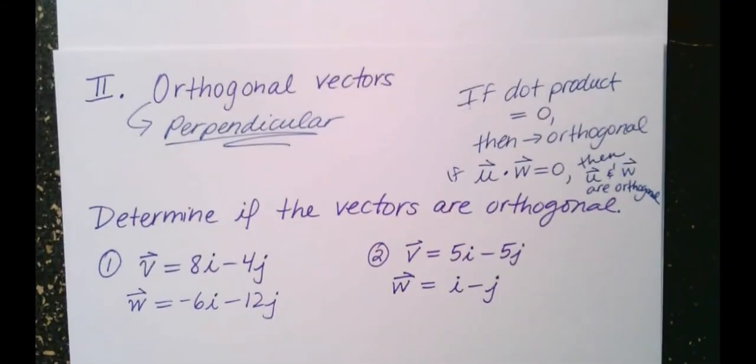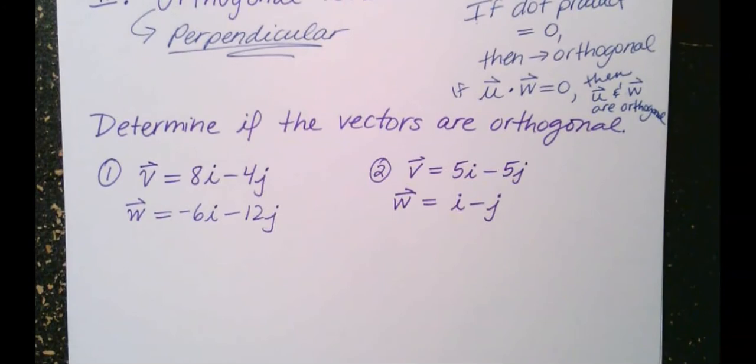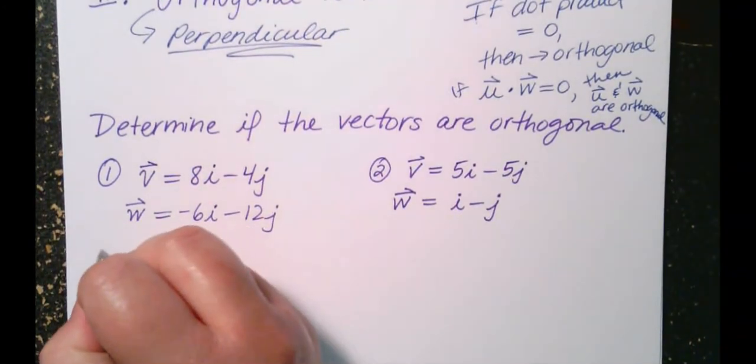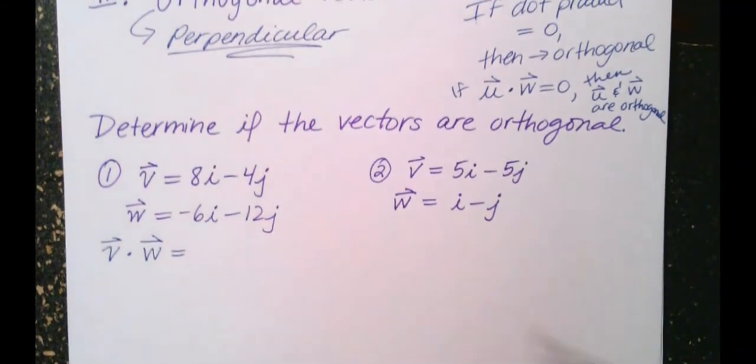Basically, if we're asked to find out whether vectors are orthogonal or not, we're just being asked to find out whether their dot product is 0. So it's a yes or no. If I do the dot product and I get 0, then yes, they're orthogonal. If I do the dot product and I don't get 0, then no.